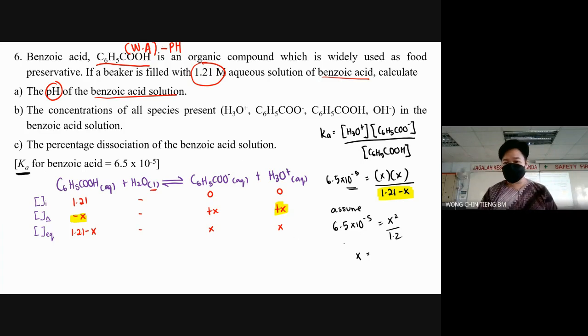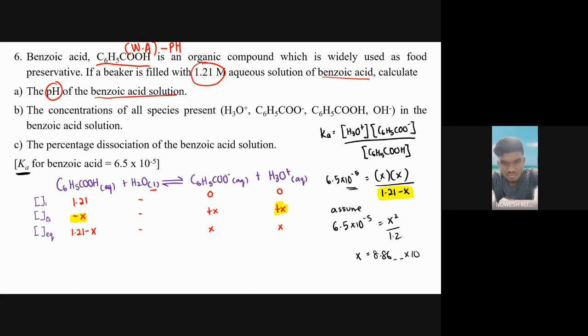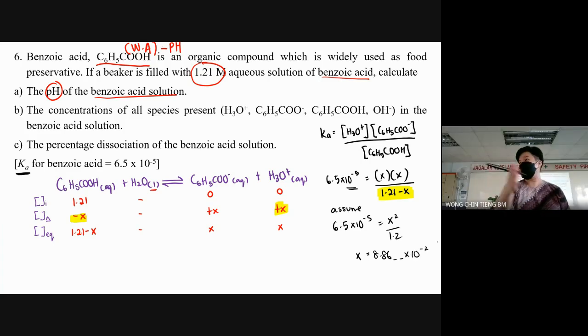Do I press? 8.5 times 10 to the power of negative 3. The one sitting online is faster than you guys. So you have your X over here.